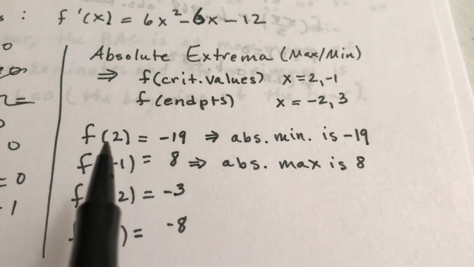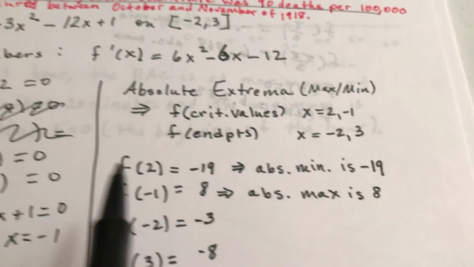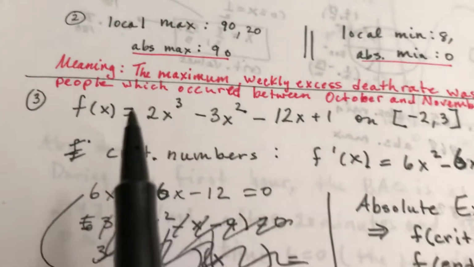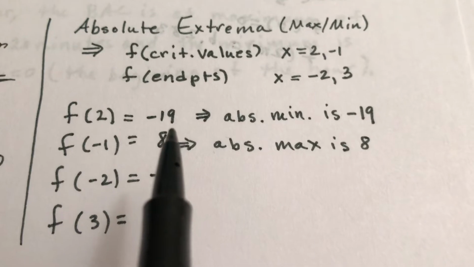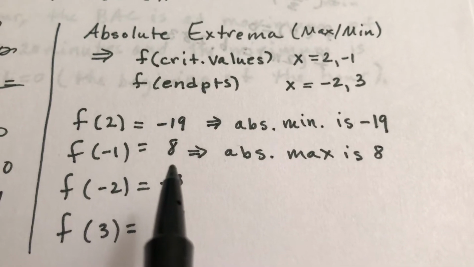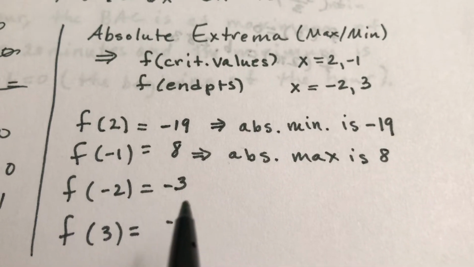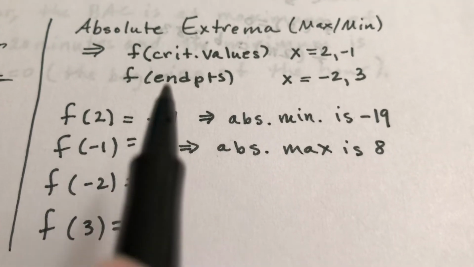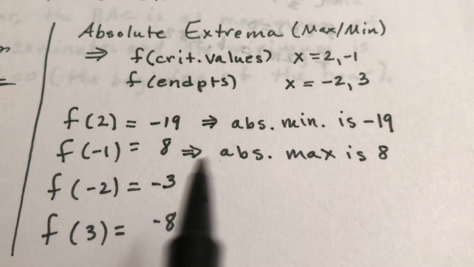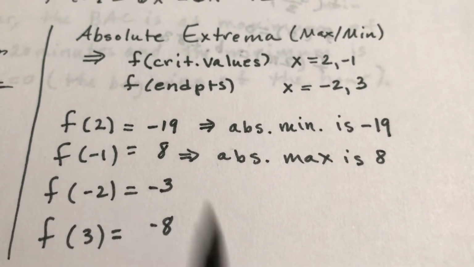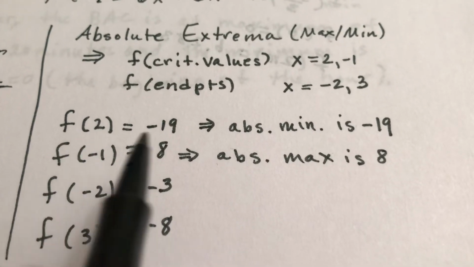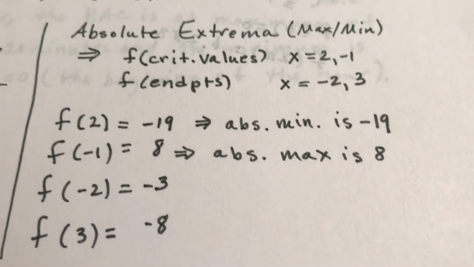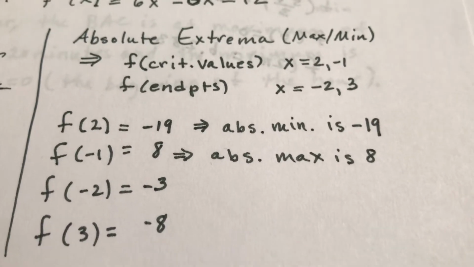These are my endpoints. I plug 2 into the original function, so plug that in, and you get negative 19. This one I plugged in, I got 8. This one I plugged in negative 2, I got negative 3, and f of 3 is negative 8. Now, I look at the largest number here, which is 8, so that means the absolute max is 8. And this right here is negative 19, so your absolute min is negative 19.